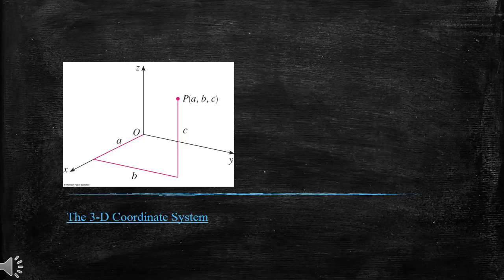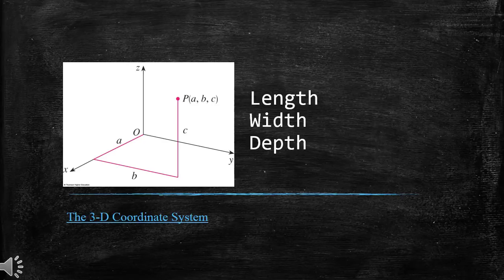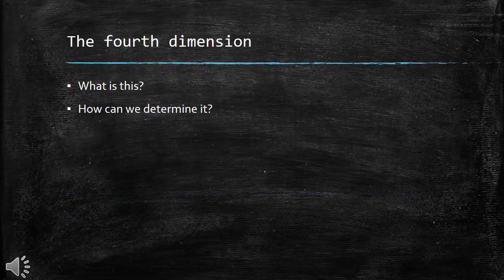In our universe, space has three dimensions: length, width, and depth. What about the fourth dimension? What is it? How can we determine it?